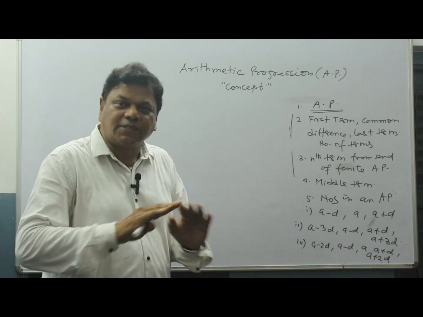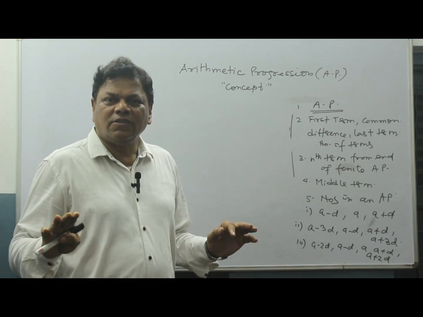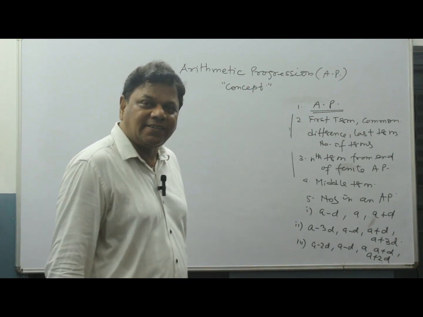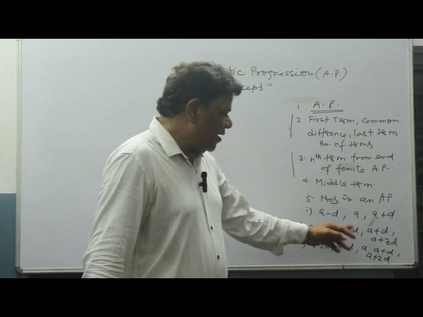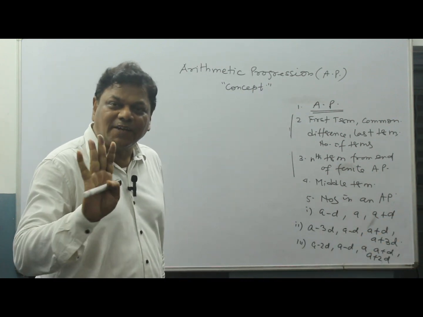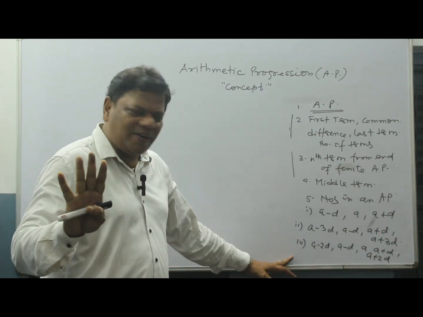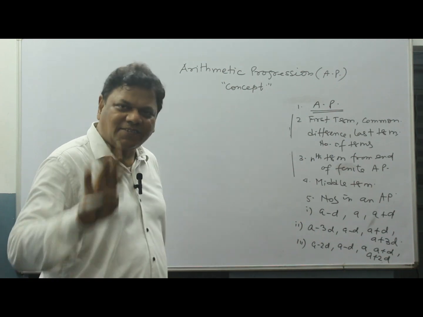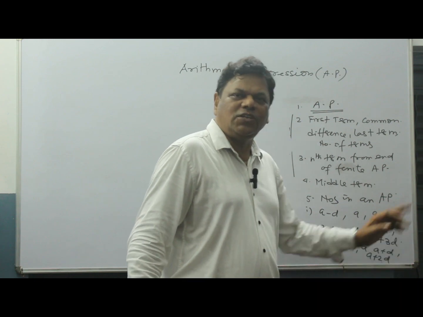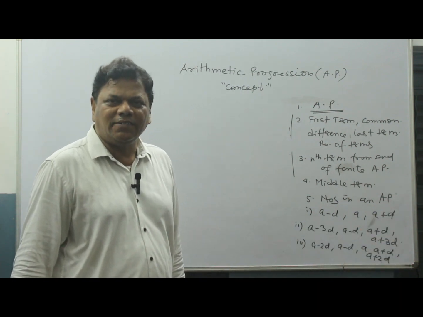Whenever I am required to write 4 terms of an AP while doing sums, how to write? A minus 3D, A minus D, A plus D, A plus 3D. When I take 5 terms of an AP, generally it is not required, maximum this and this are required, but still you should know: A minus 2D, A minus D, A, A plus D, A plus 2D.